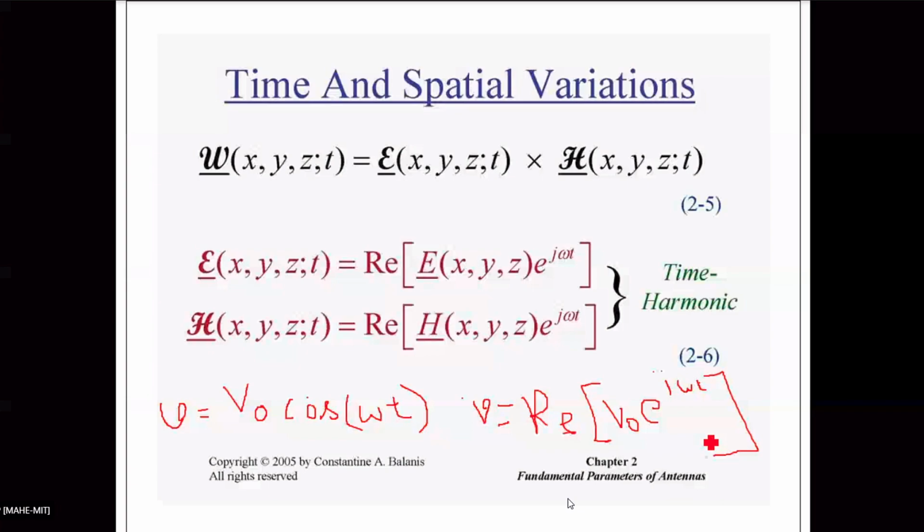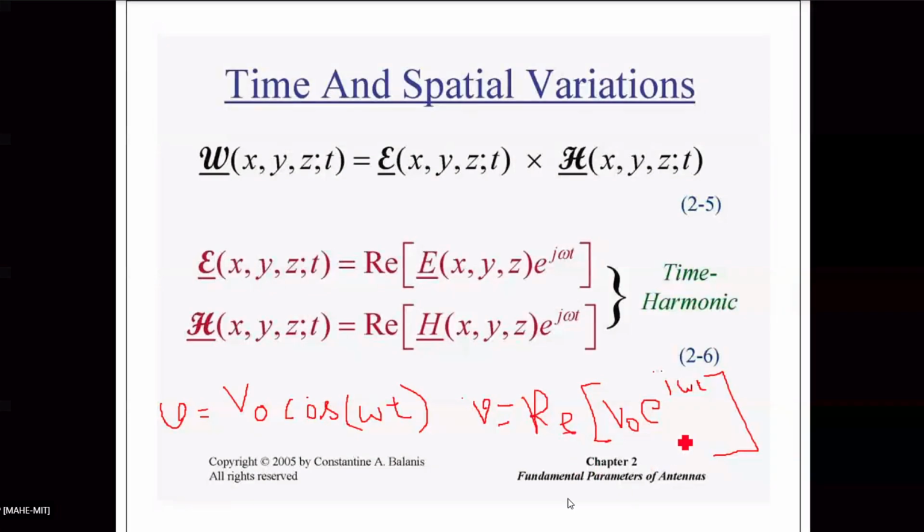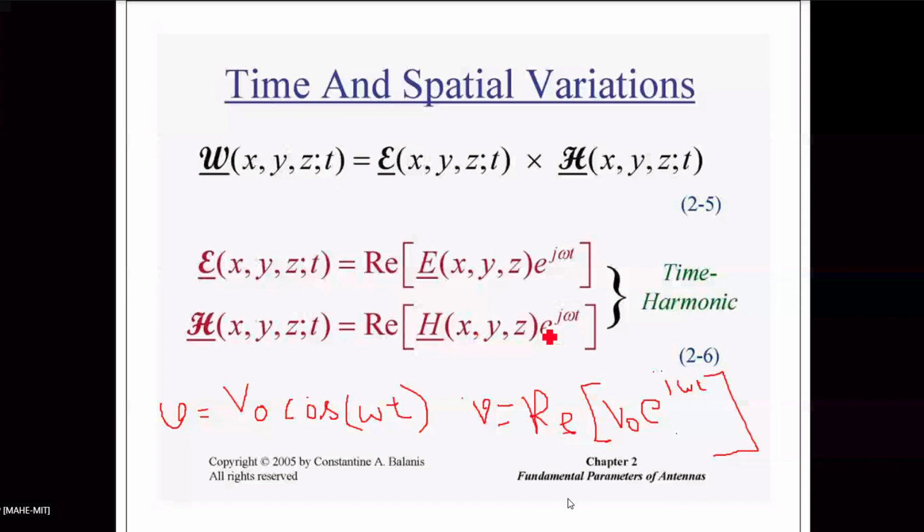Have you got it? Instantaneous representation is the real part of the complex notation. That is what is explained here. Instantaneous value is the real part of the complex notation of E(x, y, z) times e to the power of j omega t. Similarly, instantaneous H is the real part of the complex notation of H.